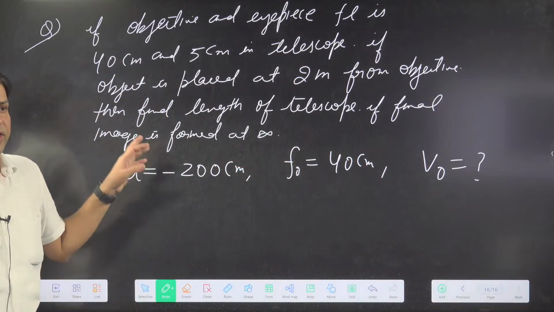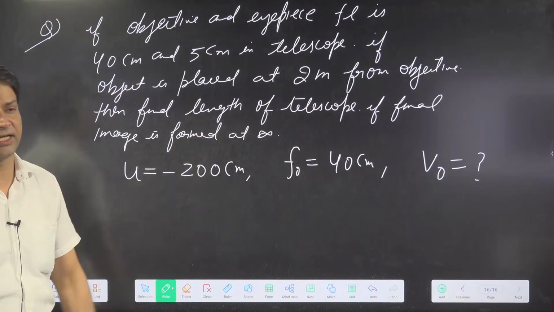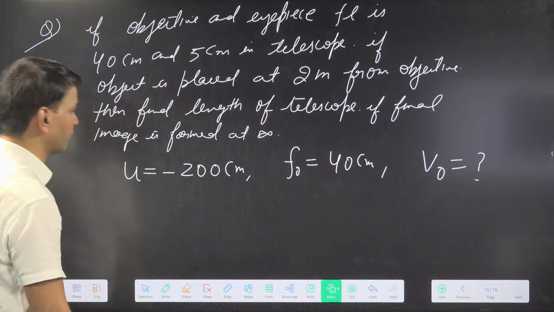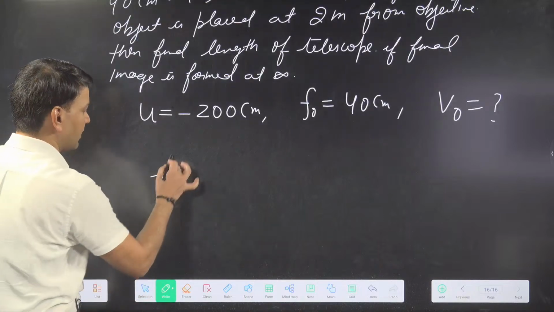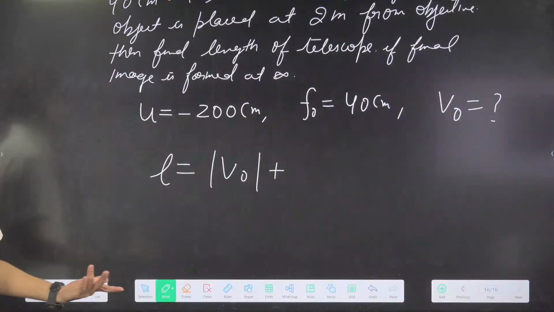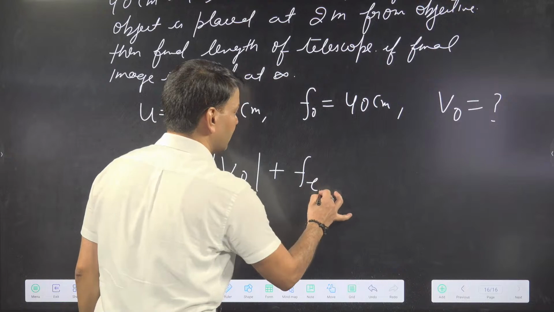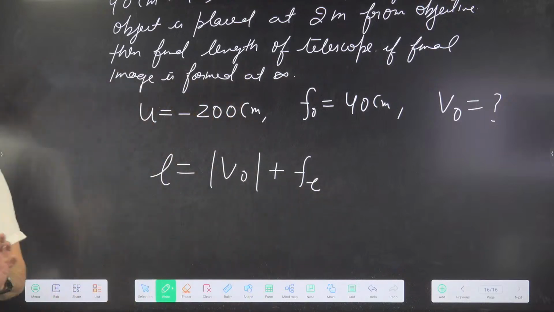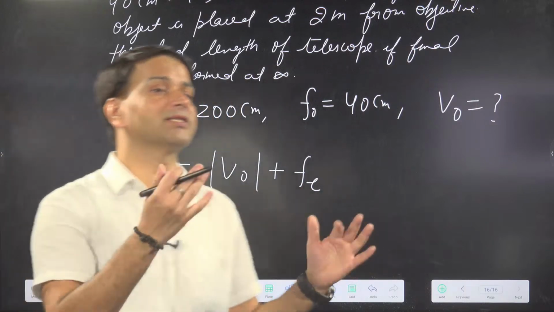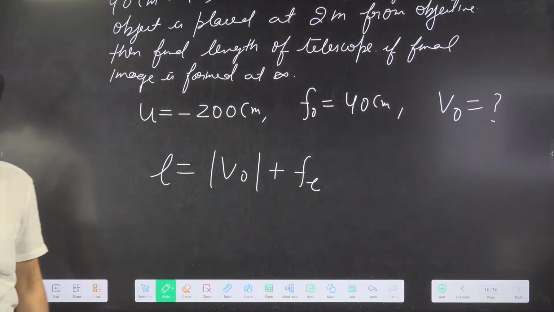After getting the VO, they are saying the final image is formed at infinity, so you have to find the length of the telescope. Length of the telescope, what we will say? L is equal to mod of VO plus UE. For UE you will write, but they are saying the final image is at infinity, so then you will write FE here. So in this case we will not use FO plus FE, because the final image is formed at infinity, so the length of the telescope we will say FO plus FE.